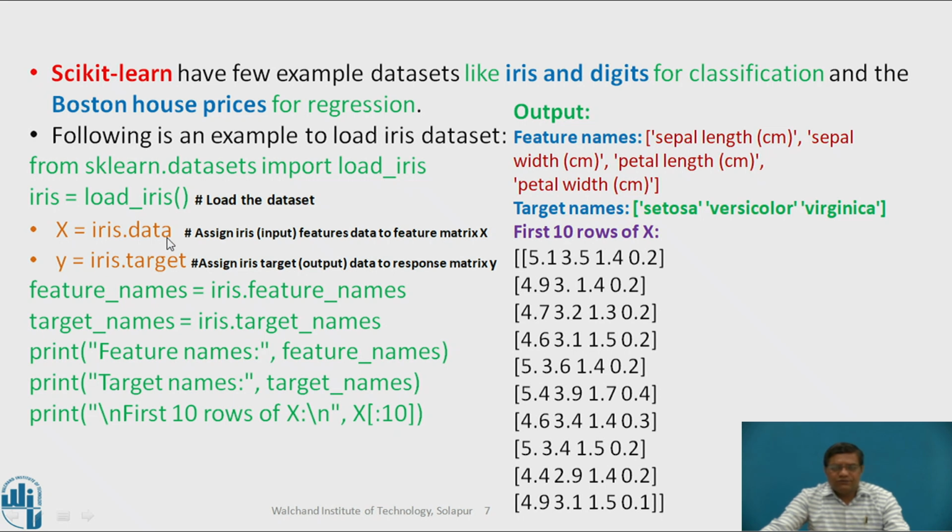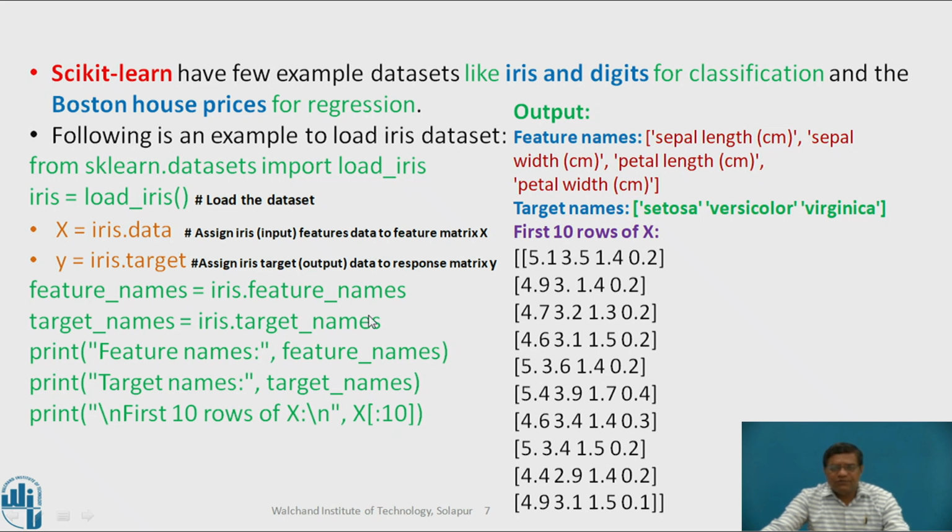iris.data: data is here the inbuilt attribute. It is used to extract the data present in the iris dataset and assign it to the feature matrix X. And the output y will contain the target values of the given dataset.